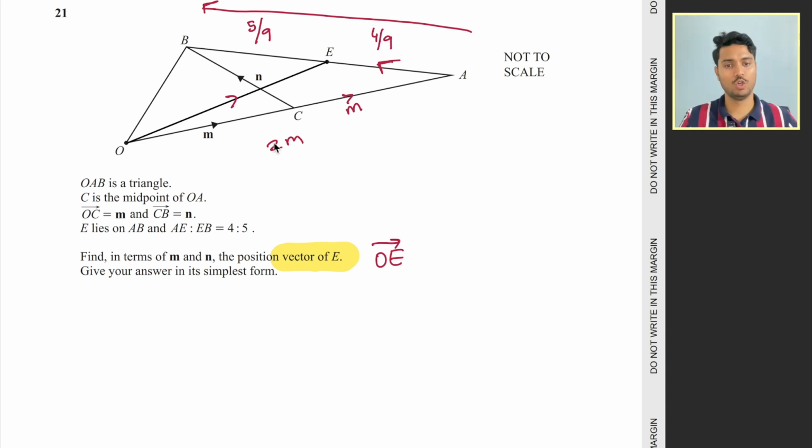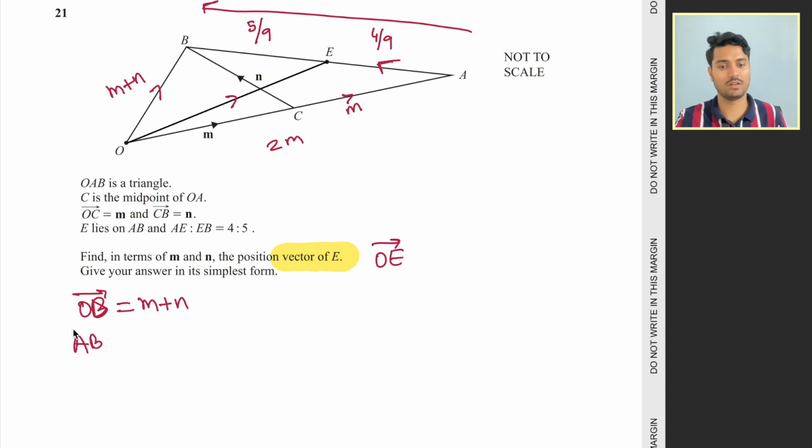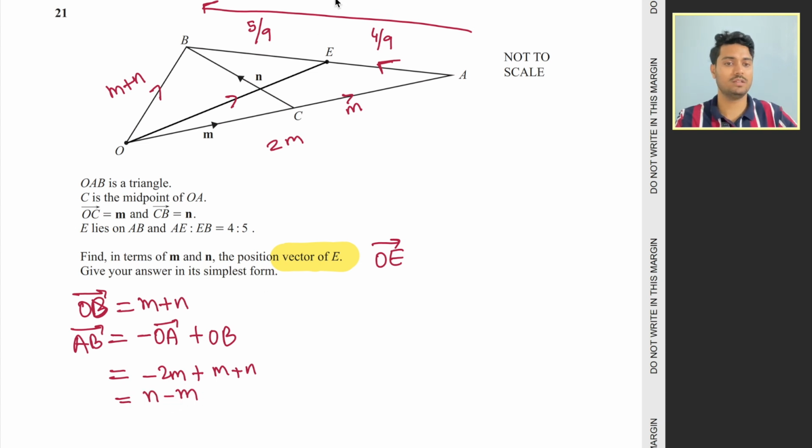How can we find AB? Do we have OB? We can find OB. OB is going to be OC plus CB, so M plus N. That means OB is M plus N. So OB is known to us and OA is also known to us, which is 2M. So AB will be minus OA plus OB. OA is 2M, so minus 2M plus M plus N, that is going to be N minus M. So AB is N minus M.